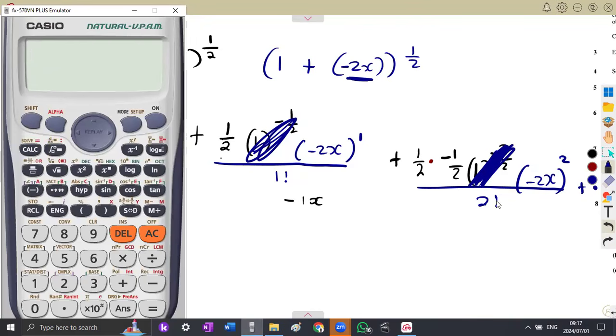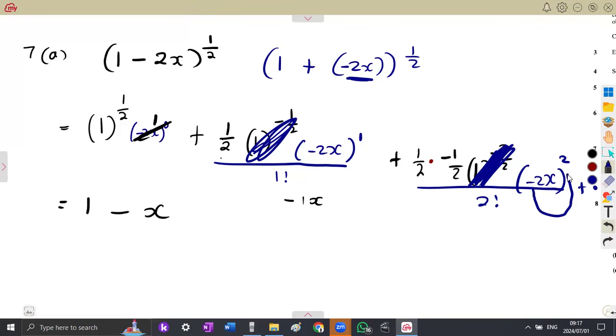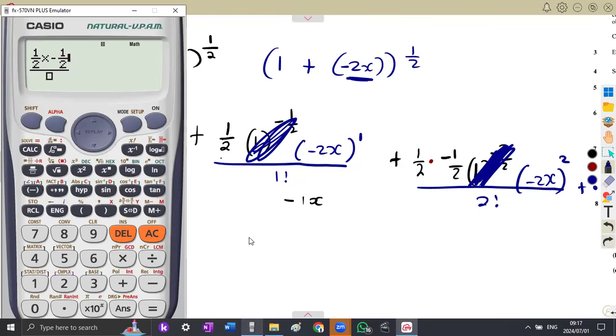So this time, we will need our 2 factorial. Let's just have a fraction. That will be 1 over 2 times minus 1 over 2. That is minus 1 over 2. Then you multiply by this. This is minus 2 squared. Take note, minus 2 squared. So open a bracket, minus 2, you square it over what? 2 factorial. So this is over 2 factorial.